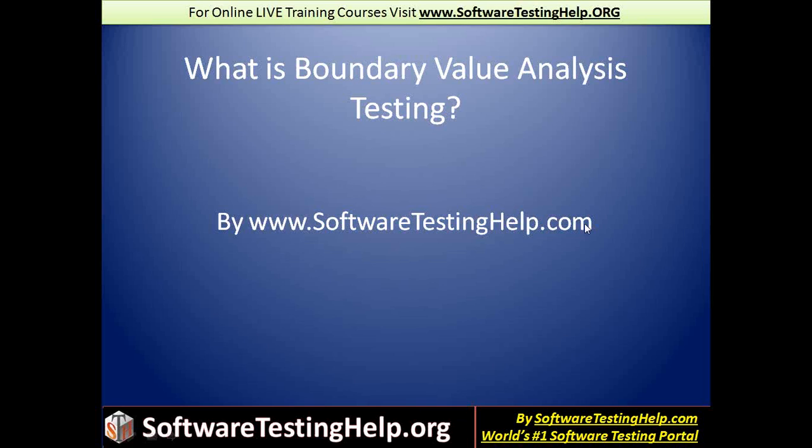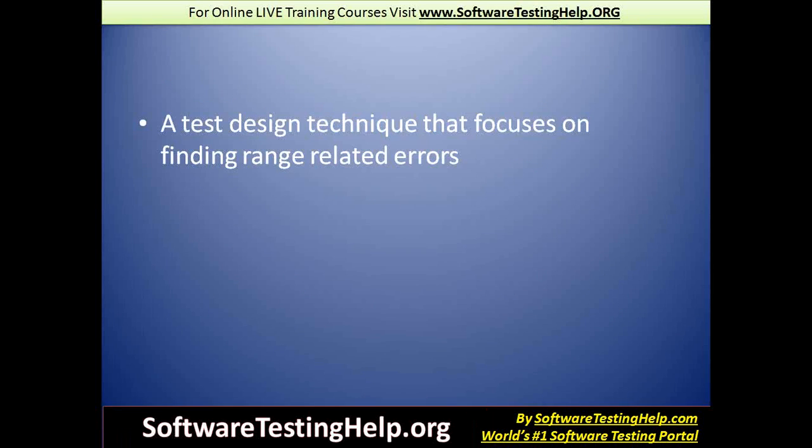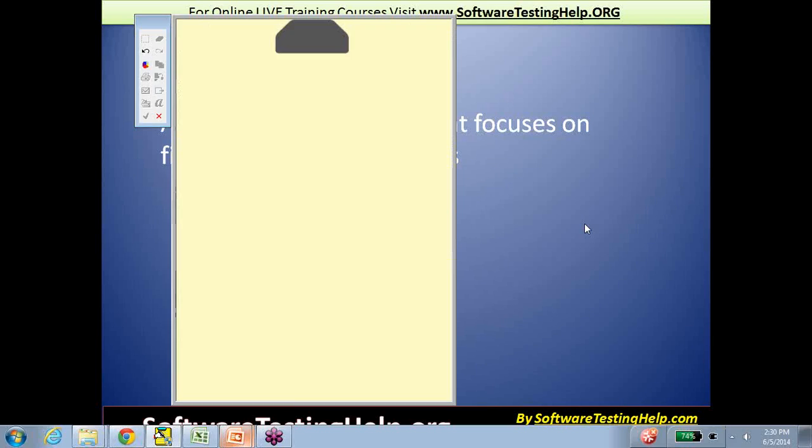Hi, this is Swati from the softwaretestinghelp.com team, and in this segment we're going to learn about boundary value analysis testing. Boundary value analysis is a test design technique that focuses on finding range related errors. Let me explain that with the help of an example. One of the common areas where we might have unexpected errors is wherever there is a range.